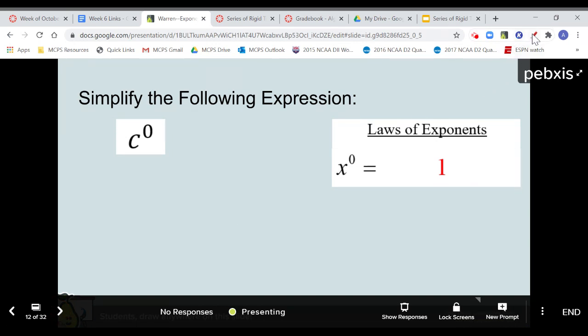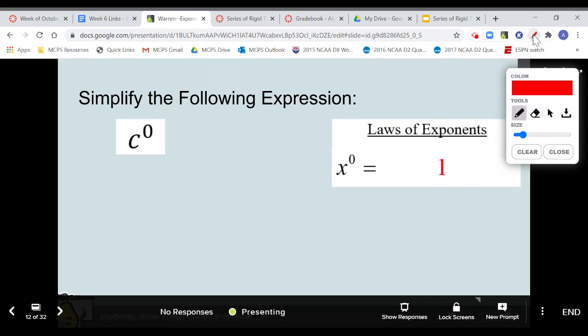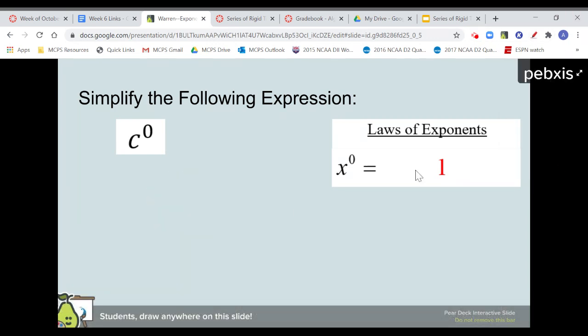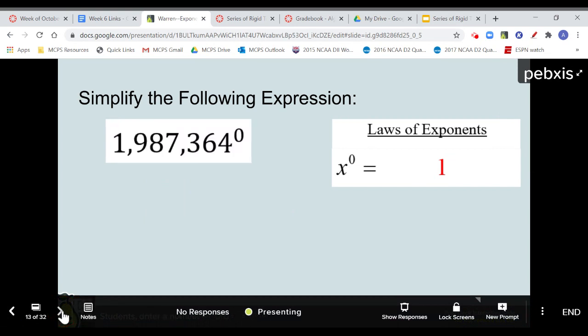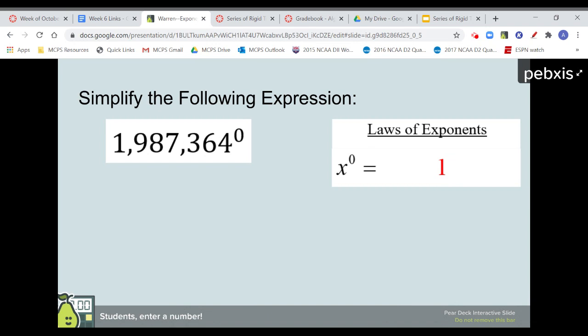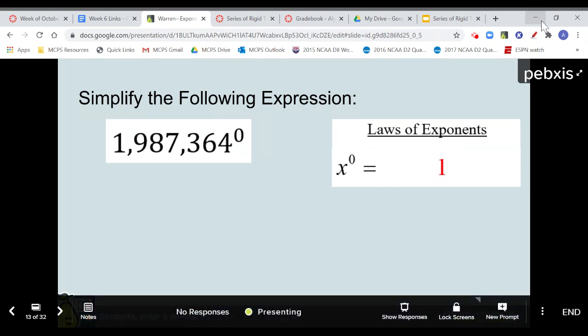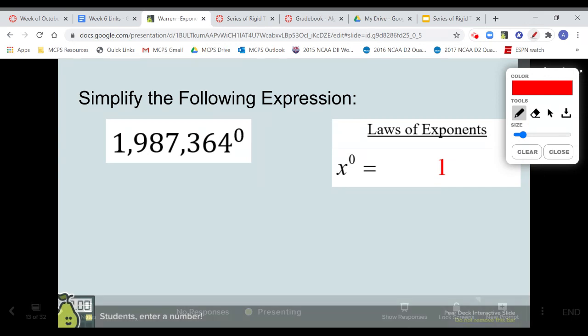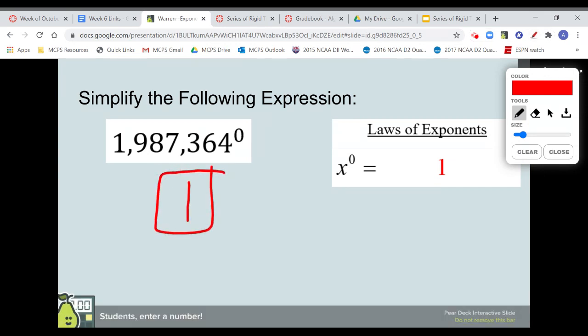So, in this case, I have c to the 0. What is my answer? My answer is 1. Here, I have 1,987,364 to the 0th power. Huge, huge, huge number. But it is to the 0th power, so it literally doesn't matter how big that number is. My answer? 1. So, anything raised to the 0th power is going to give me 1.